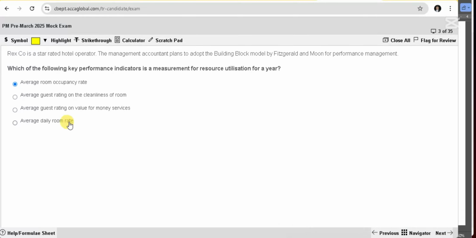What about the other two? Average guest rating or cleanliness. That's more about customer satisfaction, right? That is, or you can say even quality aspects. Average guest rating on value for money, again quality. Average daily room rate, that's about the profitability, nothing connected to the resource utilization.